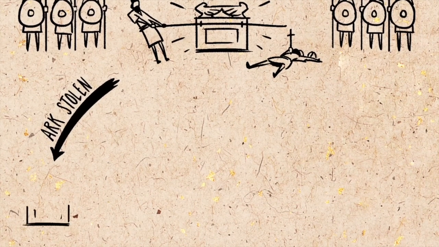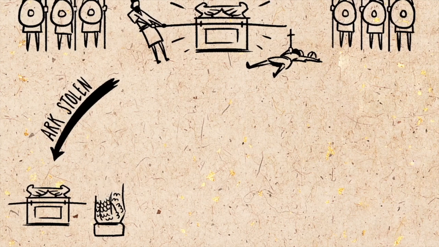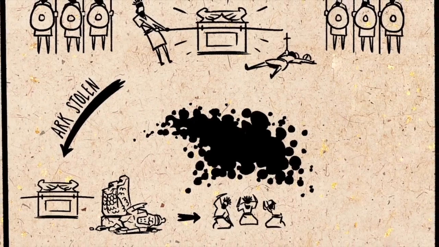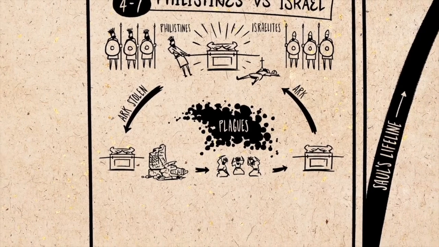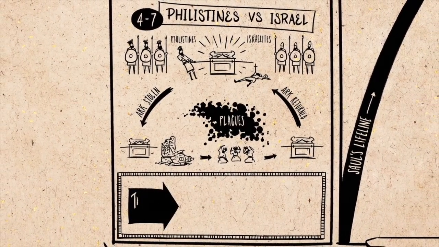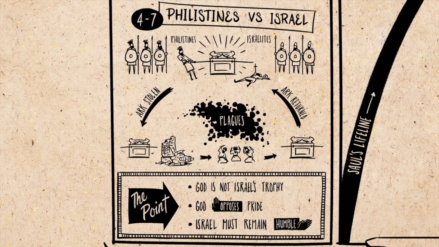So the Philistines, they take the ark and they place it in the temple of their god, Dagon. And then the God of Israel defeats the Philistines and the god Dagon without an army by sending plagues on the people. And then the Philistines don't want the ark anymore, obviously, and they send it back to Israel. And the point of this little story seems to be this: God is not Israel's trophy, and he opposes pride among the Philistines, but also among his own people. And so Israel needs to remain humble and obedient if they want to experience God's covenant blessing, which opens up into the next large section.